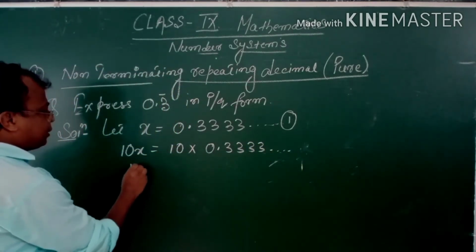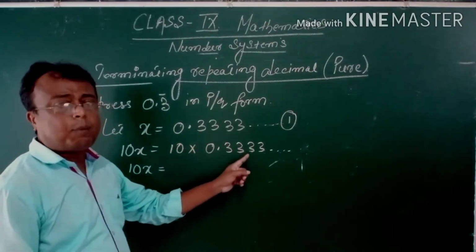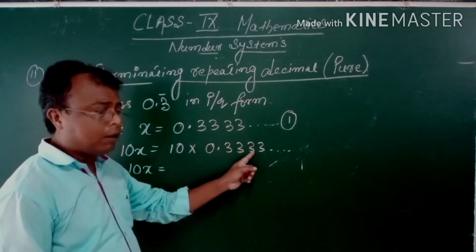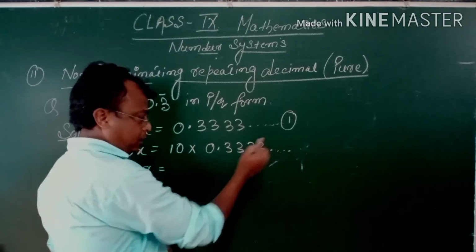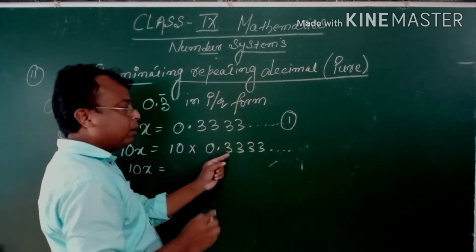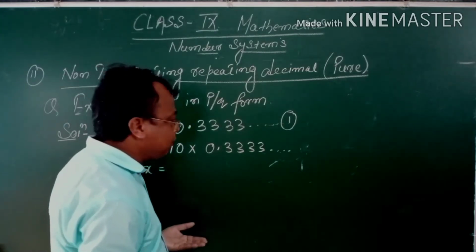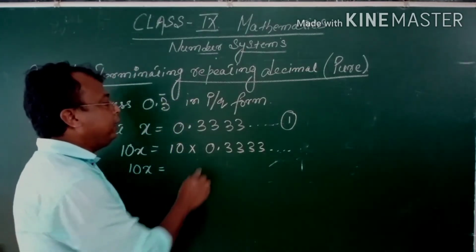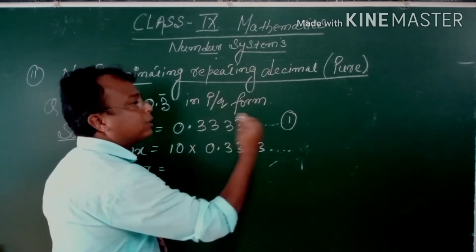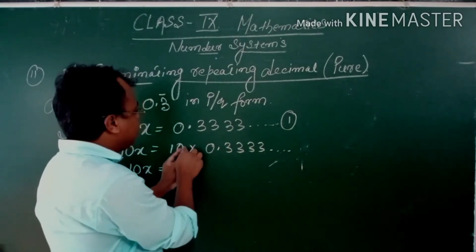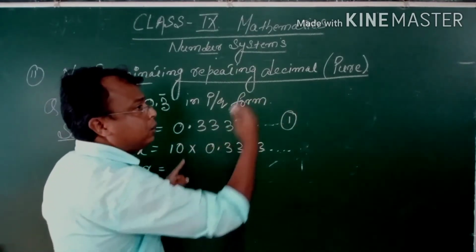So it is 10x is equal. So if we multiply any decimal number by 10, the decimal will shift by one digit. If we multiply a decimal number by 10, then the decimal will shift by one step towards the right. If by 100, two digits towards the right. Okay, 1000, three digits towards the right.